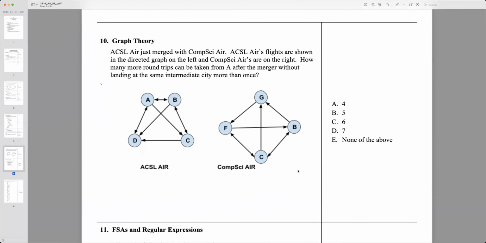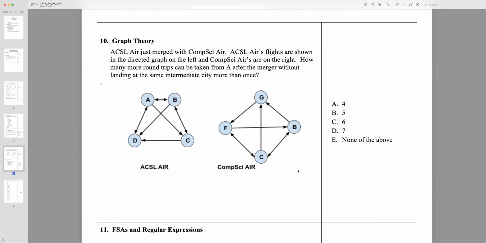Now let's move on to graph theory. This one says ACSL Air was just merged with Composite Air. ACSL Air's flights are shown in the directed graph on the left, and Composite Air's are on the right. How many more round trips can be taken from A after the merger without landing at the same intermediate state more than once? So this is an interesting thing.